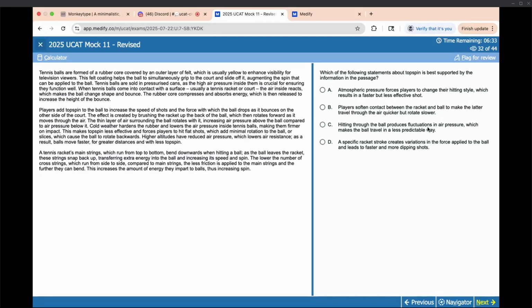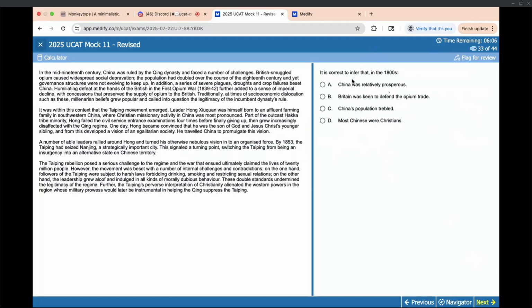From the ball through fluctuations. No, it says here back, which then rotates forwards. Yeah. So it says back shots at the force that the ball drops at top spin. So it's different variations. I'd say this is the most accurate. This actually would be not bad if not for this last one, I think.